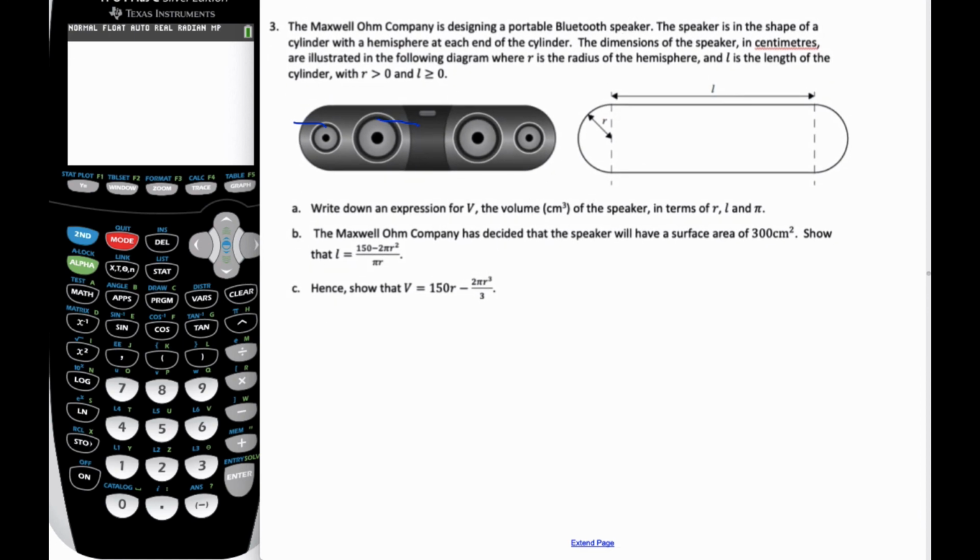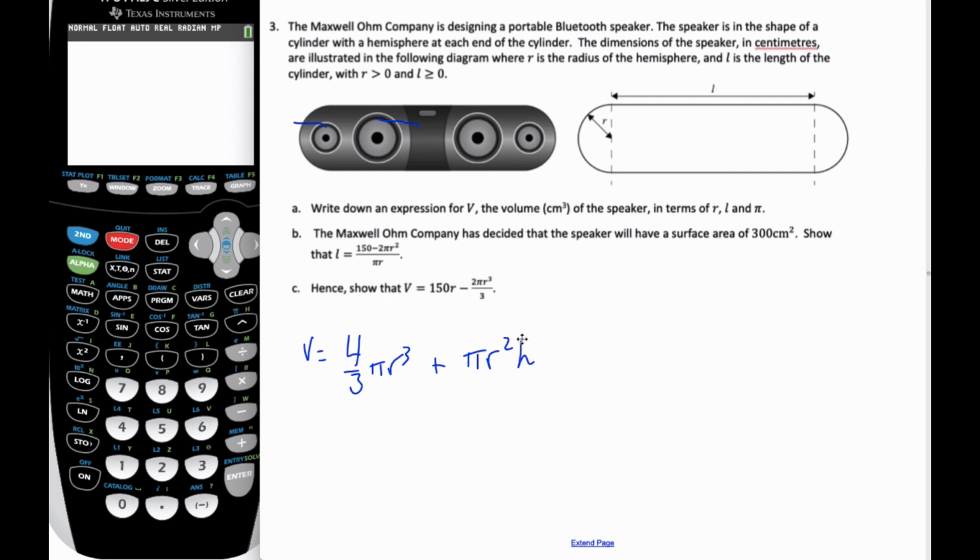So we want to add the volume. I know it is going to be half a sphere plus another half a sphere, which is a full sphere, plus the cylinder. If we use our formula booklet, we know that the volume of a sphere is 4/3 pi r cubed, plus the volume of the cylinder, which is also from my formula booklet, pi r squared h.